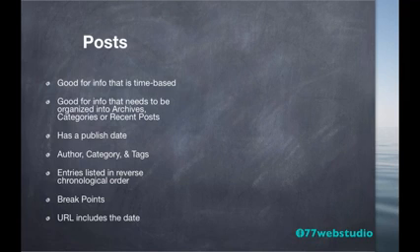Posts have a published date because the information is time-based and feature an author, category, and oftentimes tags. Posts are listed in reverse chronological order and may have breakpoints. I'll show you what that is in just a moment. And finally, posts oftentimes include a URL that has the date within the URL. So those are some of the common characteristics of posts.